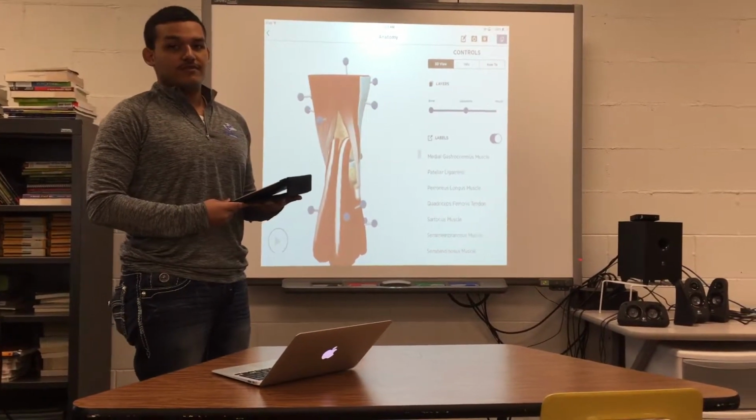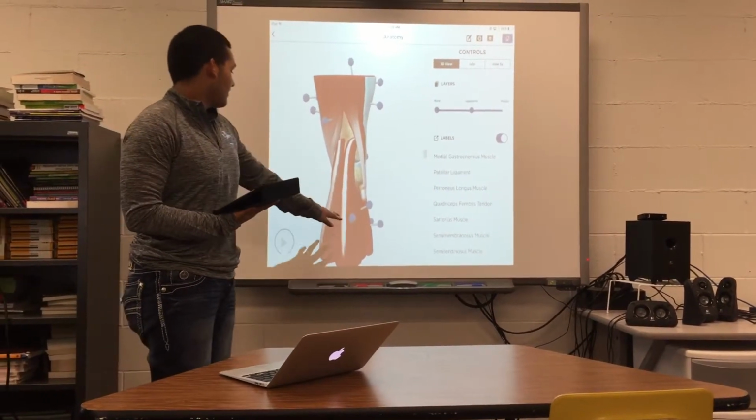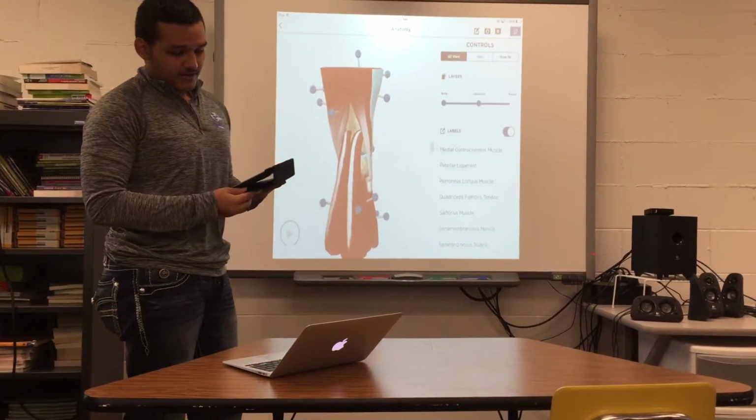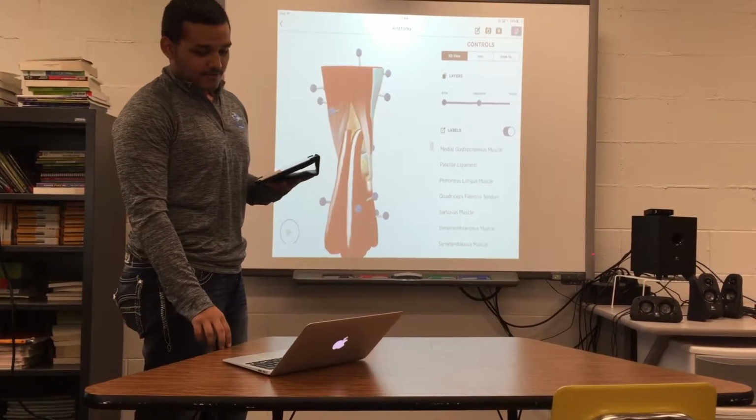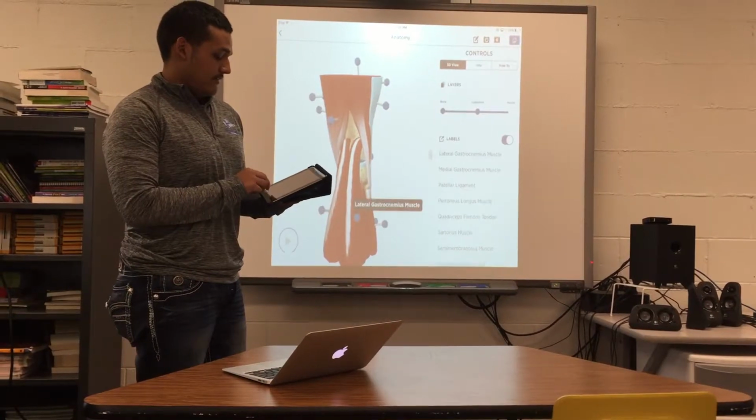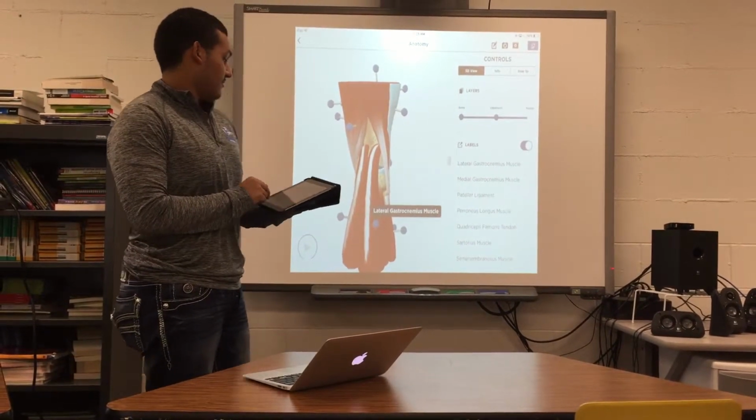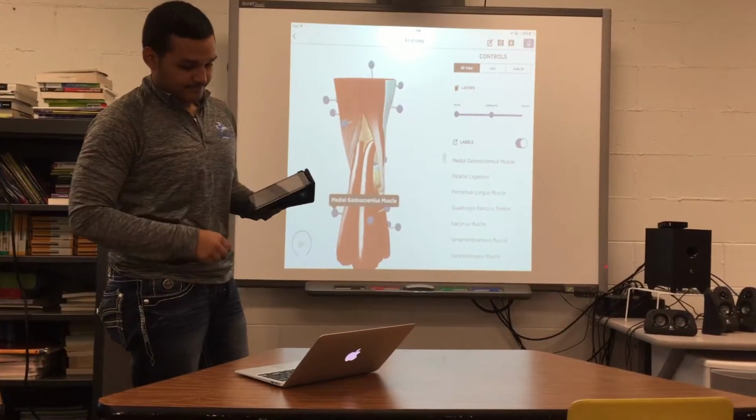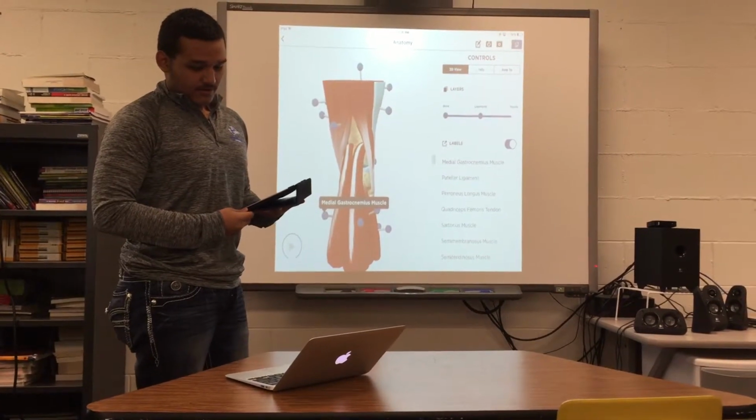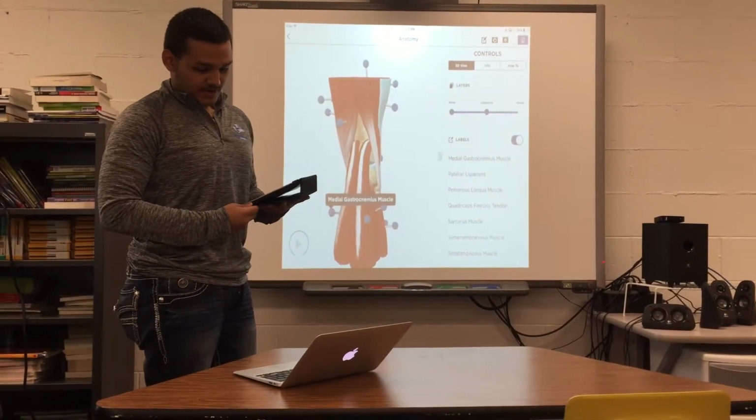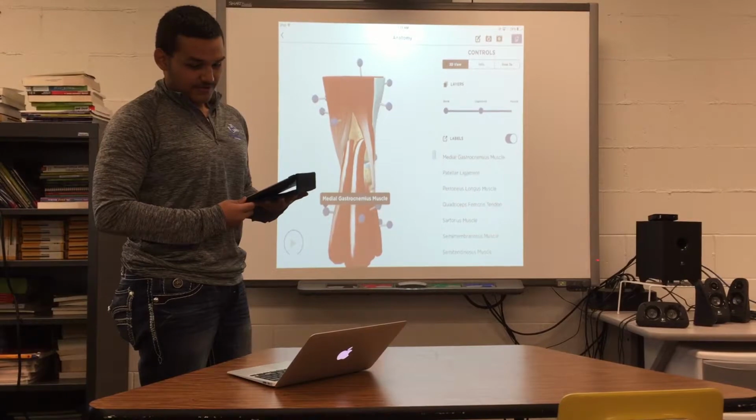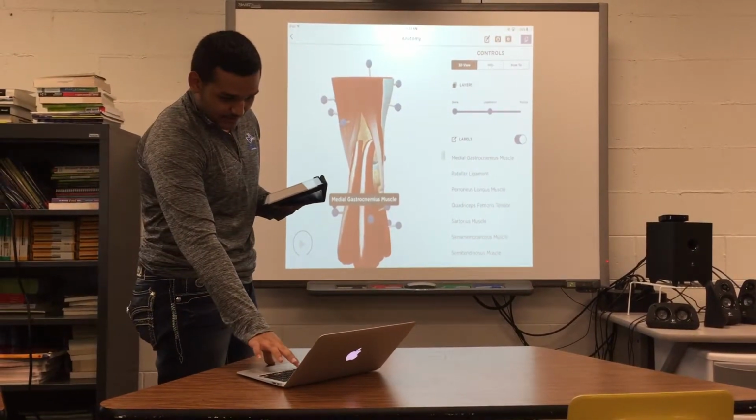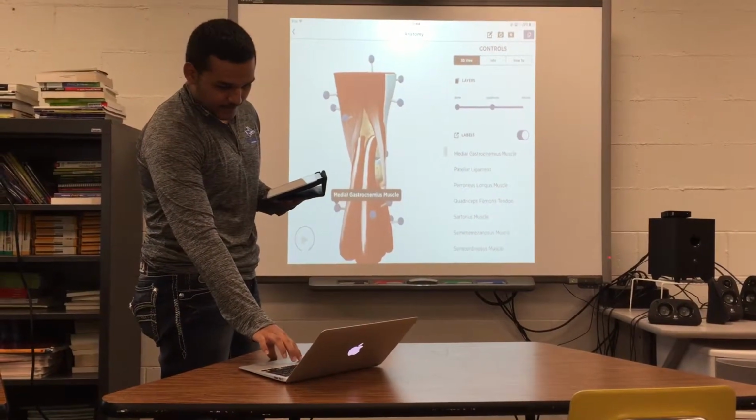Next is the gastrocnemius. We have two of these, as you can see right here. They are connected at the lateral and medial condyle of the femur, hence the name lateral gastrocnemius and the medial gastrocnemius. Their insertion is the posterior surface of the calcaneus, and the action is the plantar flexion of the foot and flexes the knee.